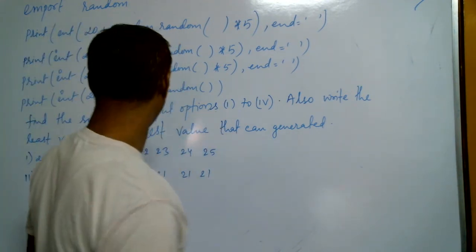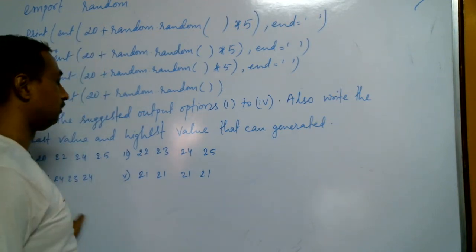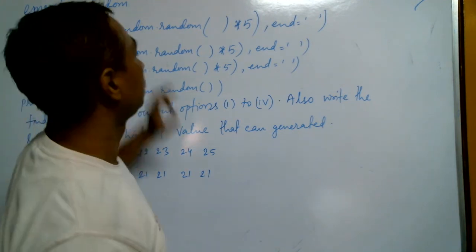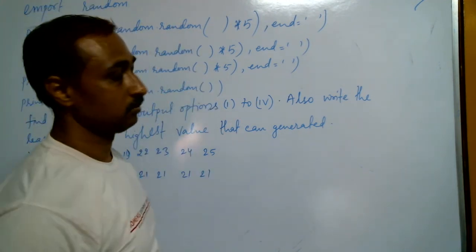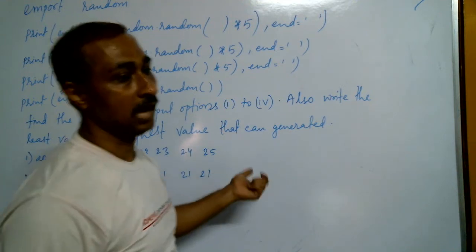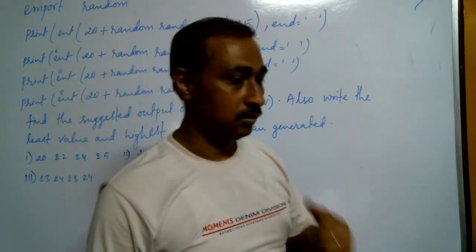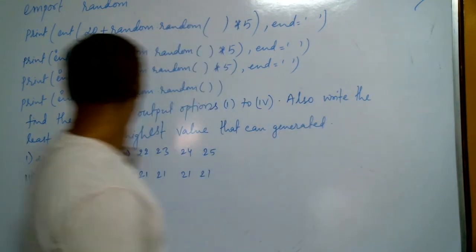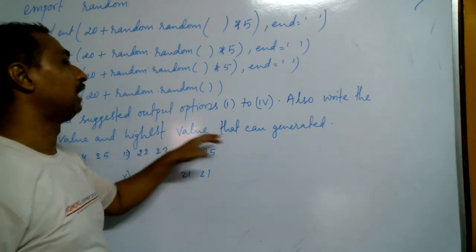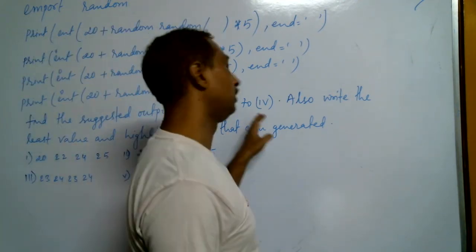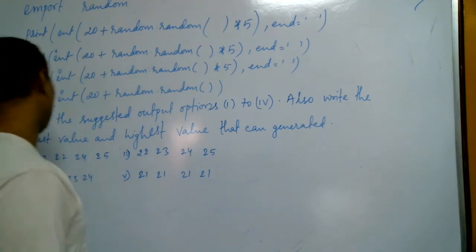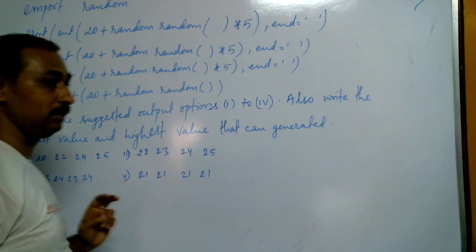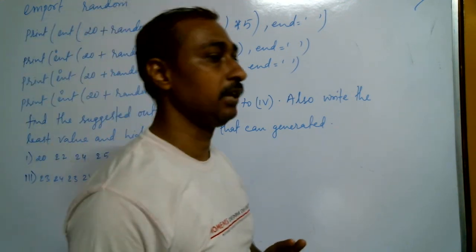We have been given 4 options and we have to find out which options are correct according to this question. So how to find that, I am going to explain to you. Also write the least value and highest value. That is very important, not only finding the output. This is an objective question, but it is not a 1 mark question. This question is coming in 3 marks.